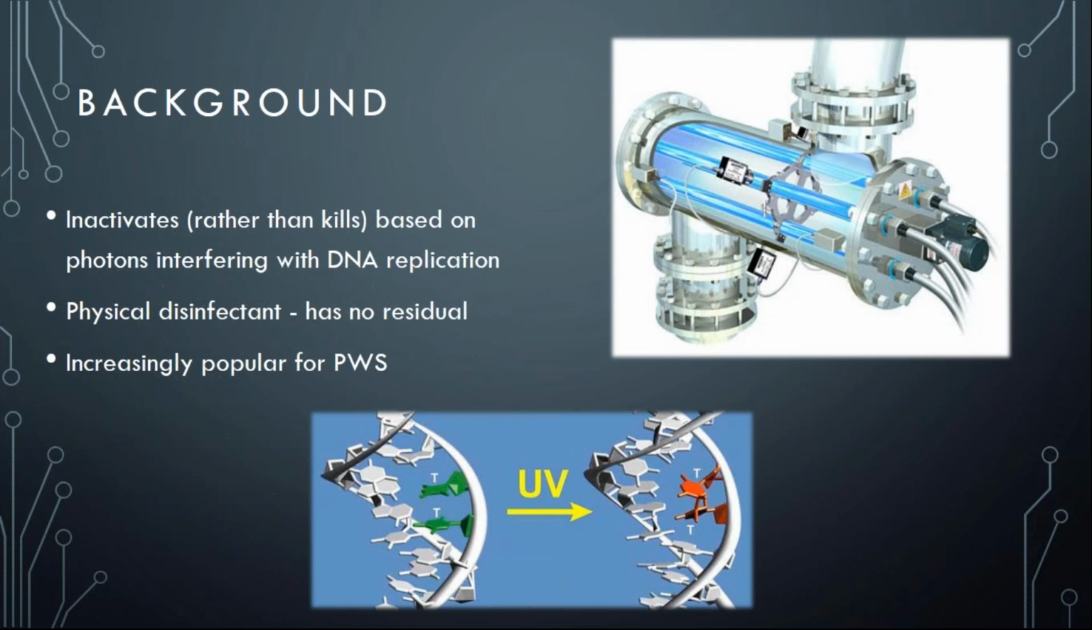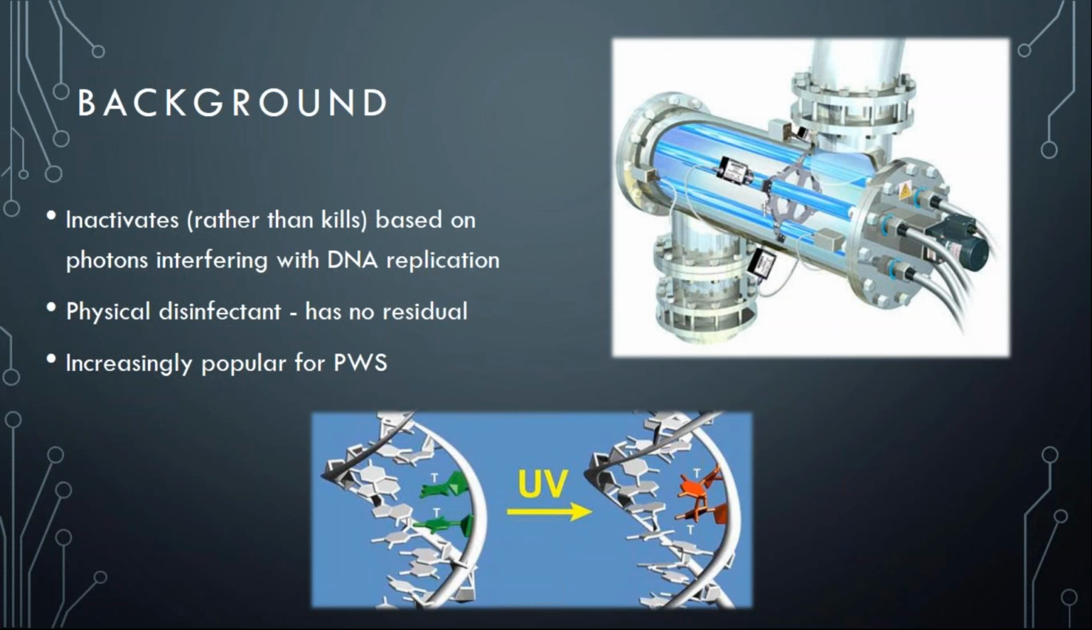So as you all probably know, UV light inactivates rather than kills microbes based on the photons from the light interfering with the replication process. So this means that it's a physical disinfectant, and unlike chlorine, it's not a chemical disinfection that will leave a residual. So it's becoming an increasingly popular option for a lot of public water systems.